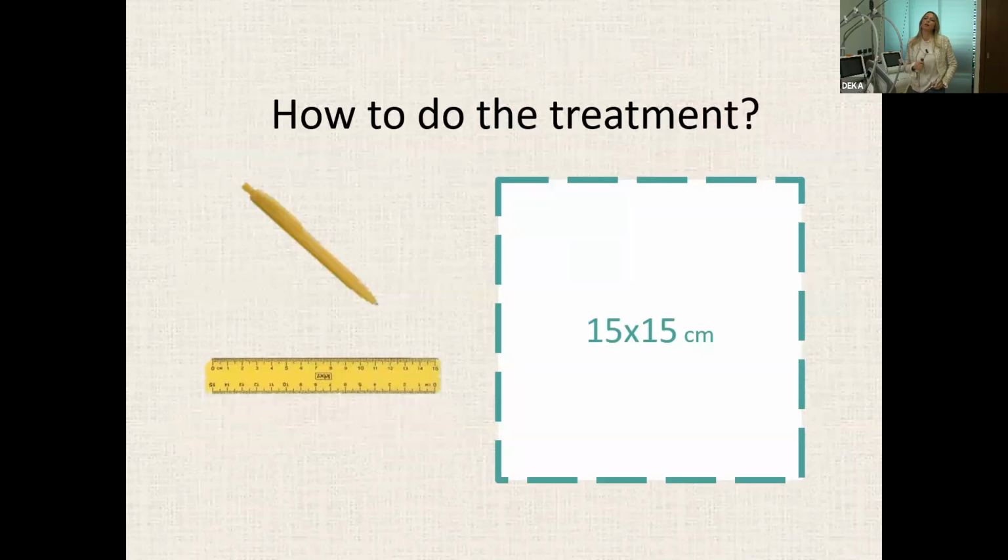Okay. Go back to Onda. So how to do the treatment? Very easy. I've been using Onda for 4 years, and I always draw the square. So I recommend to draw this quadrant of 15 by 15 centimeters area with a normal pen and a ruler.